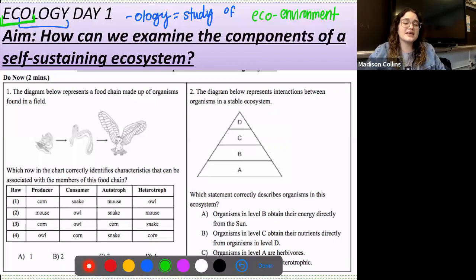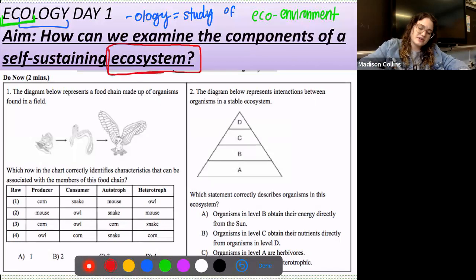But today's aim is how can we examine the components of a self-sustaining ecosystem? Now, I'm not going to tell you yet what this word ecosystem means because we're going to figure it out in just a few minutes, but I'm willing to bet you can already recognize maybe one prefix of this word because I seem to see the word eco. Just a thought.